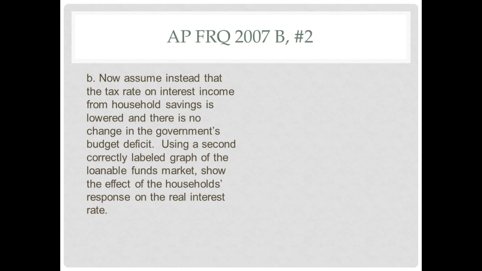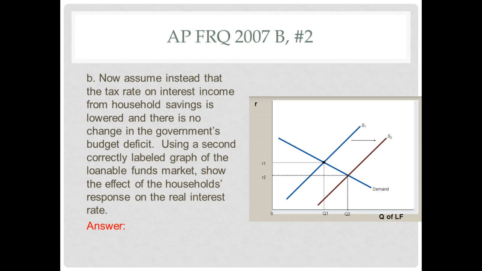What are people more likely to do if the tax rate on the interest they'd be earning on their savings is lowered? Well, the odds are they'd probably be saving more money. And as soon as we hear that, we should think the loanable funds market. And what does it tell us again? Using a second correctly labeled graph of the loanable funds market, show the effect of the household's response on the real interest rate. Since I heard the word savings, I should be thinking the supply curve.